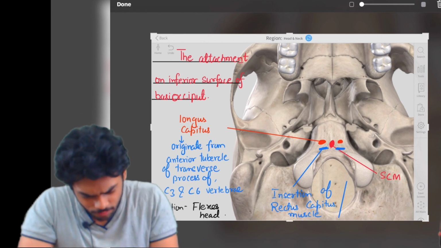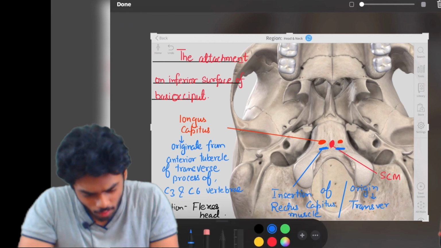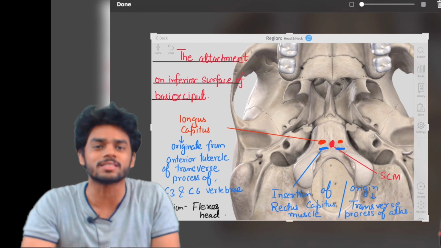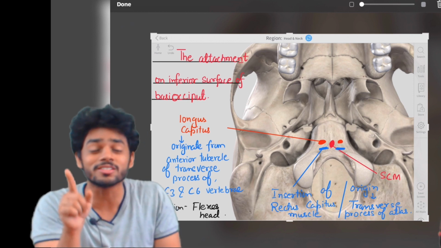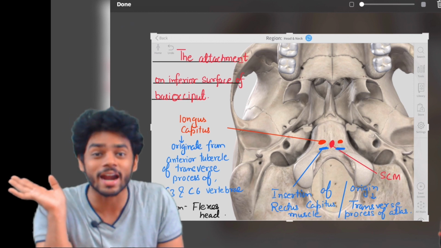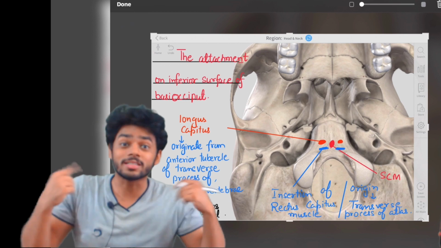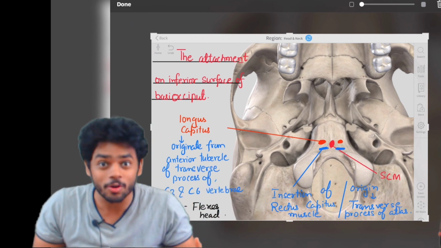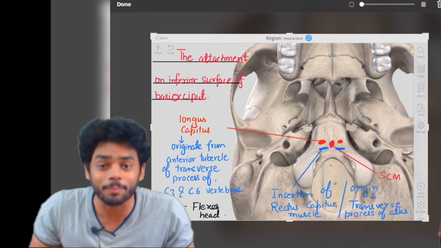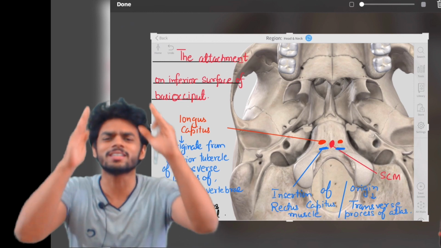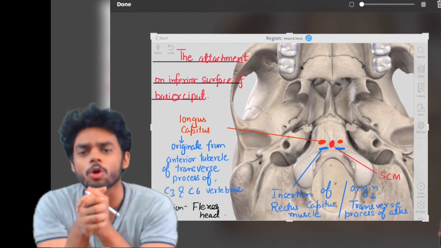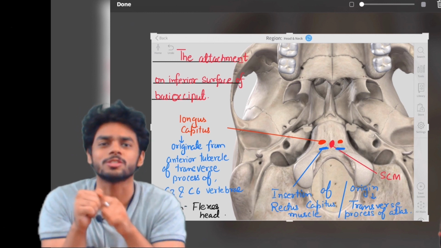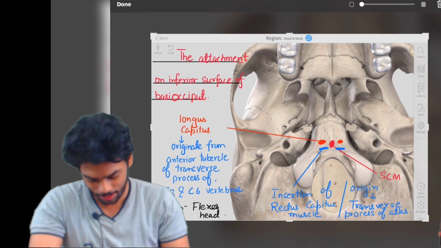Where is the origin of this muscle? The origin of this muscle is the transverse process of atlas. What is atlas? The first cervical vertebra is the atlas, and from its transverse process, the muscle originates. Which muscle originates? The rectus capitis muscle originates and gets inserted into the basi-occiput, a little posterior to this muscle, superior constrictor muscle. Am I clear?